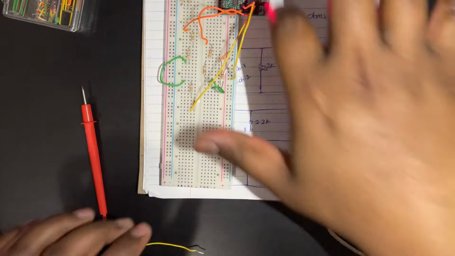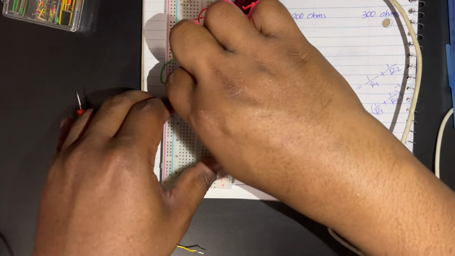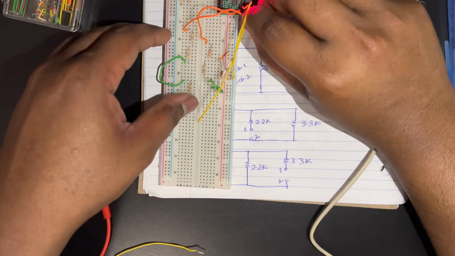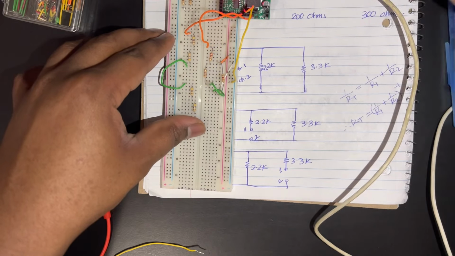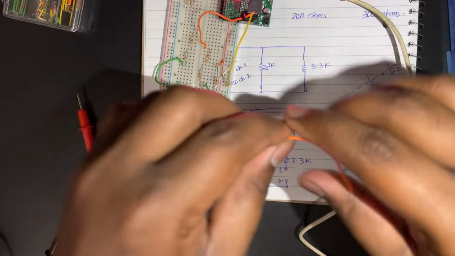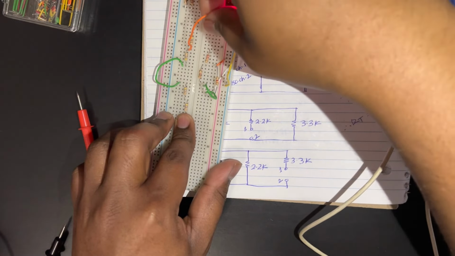Okay, so this was the circuit setup for 2.2 kilo ohms. What I'm going to do is first take off the duplicate channels, and then the channel 1 and 2 as well.